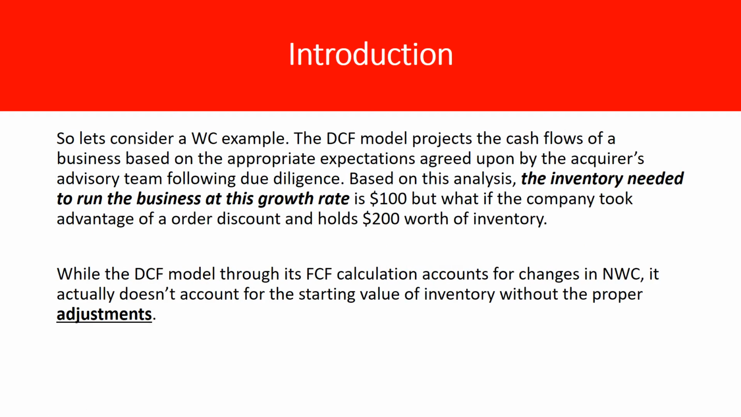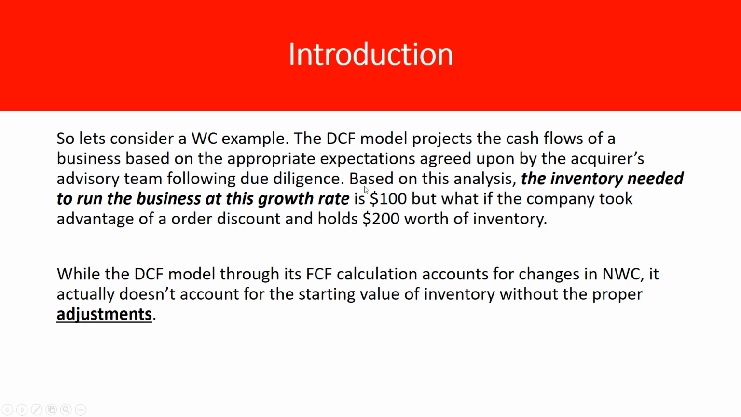So let's consider a working capital example. The DCF model projects the cash flows of a business based on the appropriate expectations agreed upon by the acquirer's advisory team following due diligence. Now, based on this analysis, the inventory needed to run the business at this growth rate, the projected growth rate based on that due diligence, is $100. But what if the company took advantage of an order discount, or due to some outside external factor, it now actually holds $200 worth of inventory?